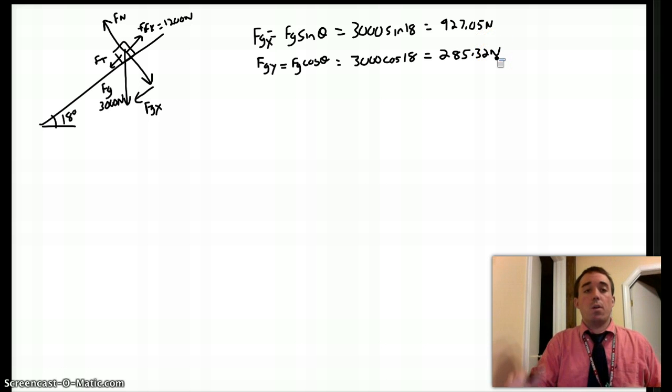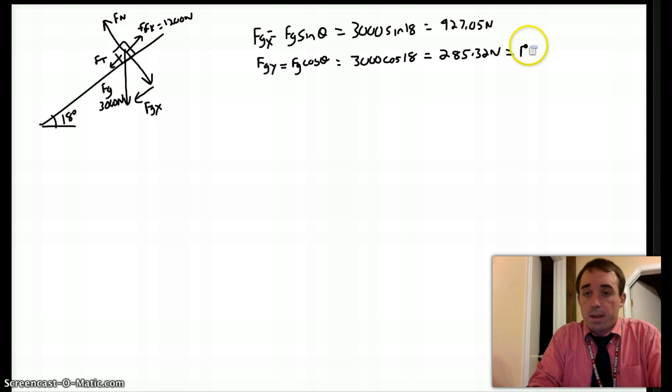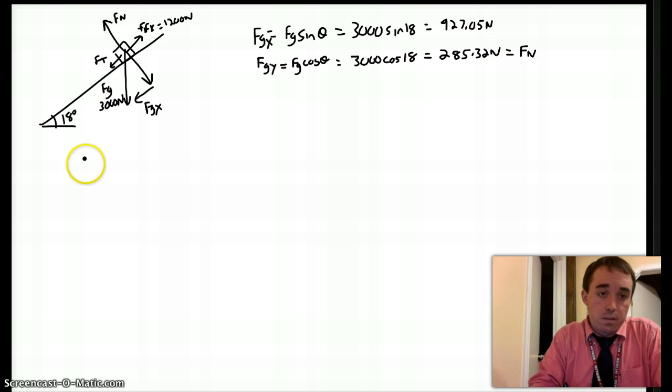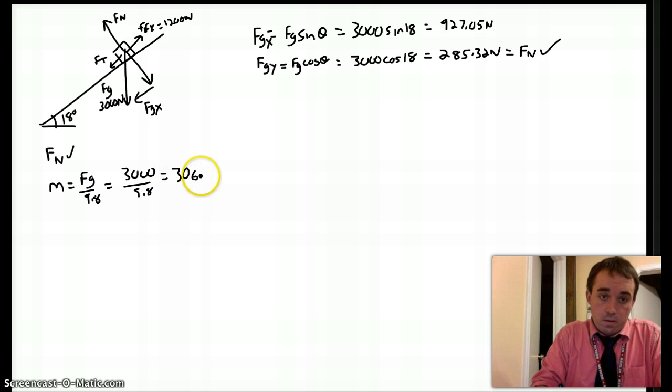Okay, so we have a couple things. First of all, on a ramp, the Fgy is always equal to our normal force. And we have to find the normal force, we just did. Check. We have to find the mass. Well, the mass is relatively easy, it's just the weight over 9.8. So that's 3,000 over 9.8, which is 306.12 kilograms. So that's all set.